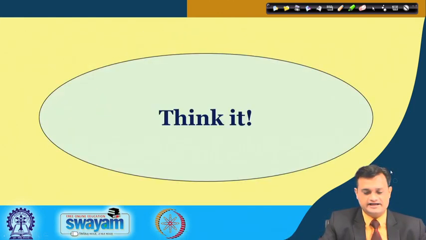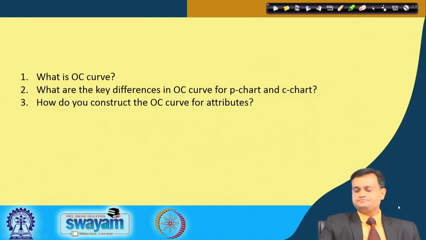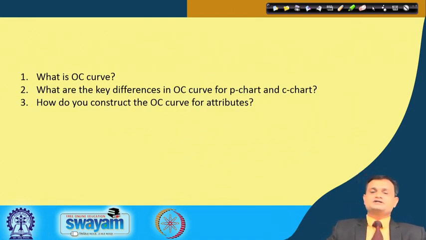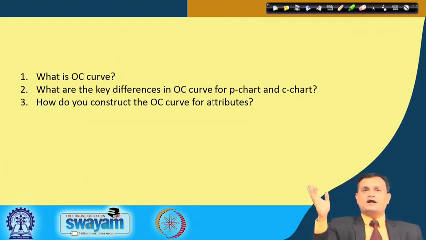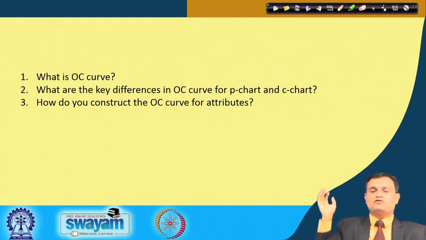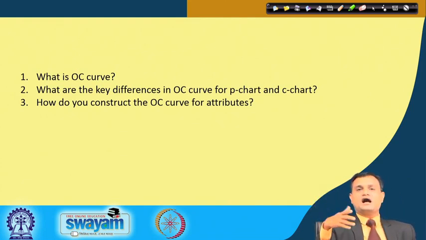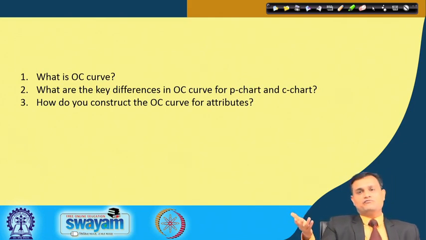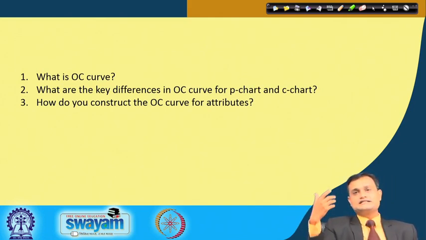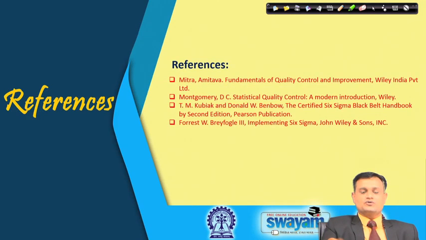So, before we end, let me just float some simple questions to think about. Once again ask yourself, what is the OC curve? What are the key differences in the OC curve for the P chart and the C chart? How do you construct the OC curve for attributes, and what do you interpret from this about the goodness or the discriminatory power of the OC curve?